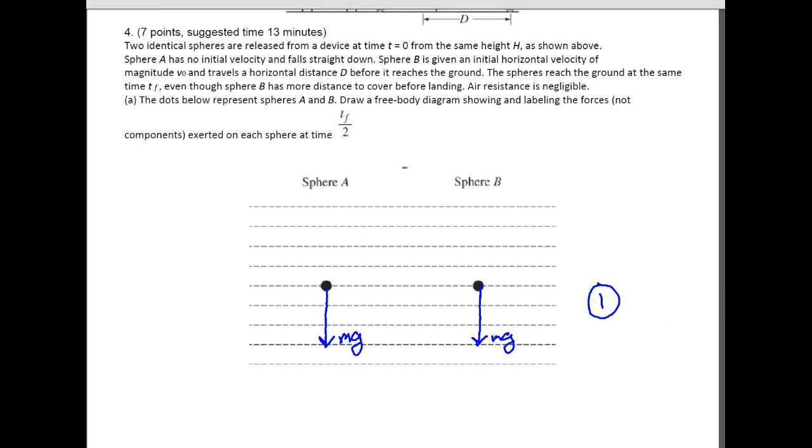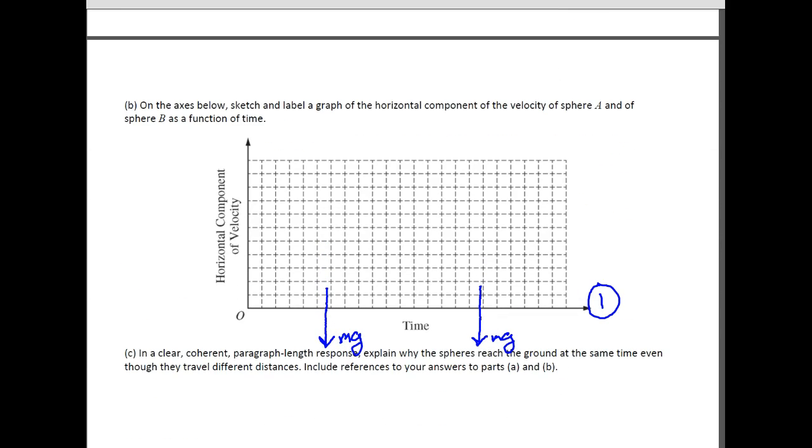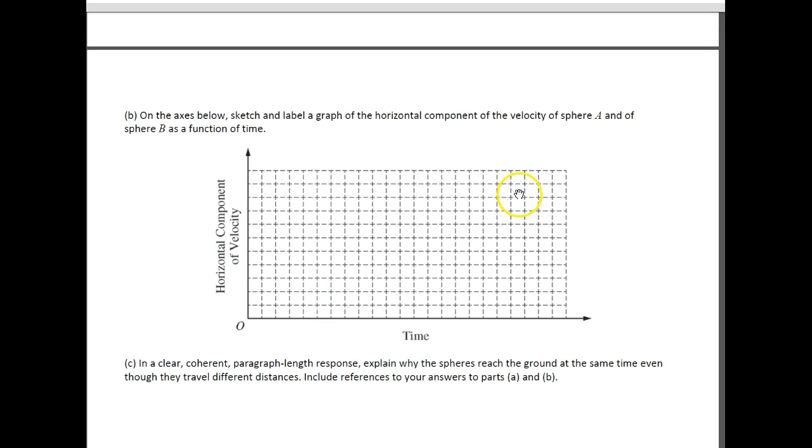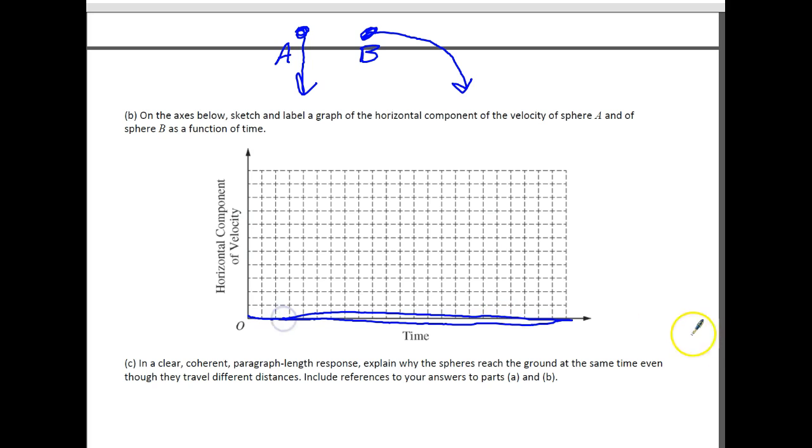For the next one, letter B, it says on the axis below, sketch and label the horizontal component of the velocity of sphere A and sphere B. Remember, sphere A is going straight down, and sphere B is moving to the right and down. So the only one that really has a horizontal component is B. A is only falling straight down, so there's no left or right. For A, we're just going to draw a line right along the 0 line here. It needs to be right on there. There we go, that's better.